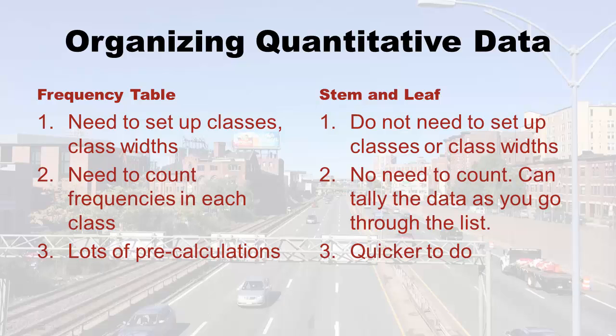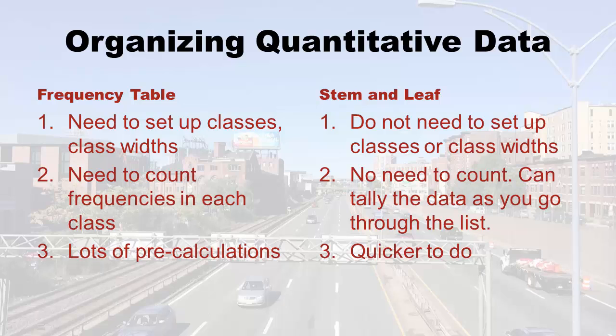However, if you're trying to do a stem and leaf, you really can do that on the fly. You don't need to set up classes or class widths. As you noticed, we just went through the line of that pile of numbers and crossed them off as we put them onto the stem and leaf. And there was really no need to count. You can tally the data as you go through the list, cross it off, and it's just really quicker to do.